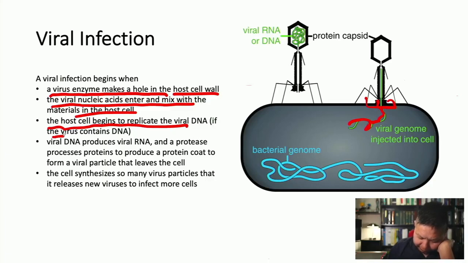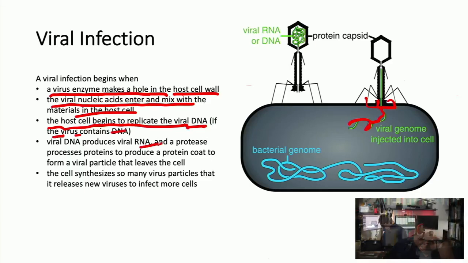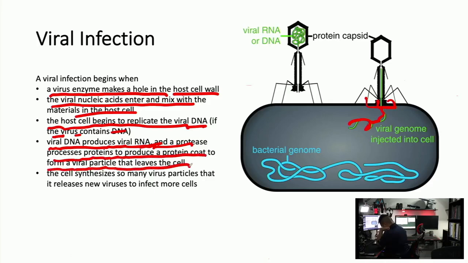The host cell begins to replicate viral DNA if it contains DNA. But if it's RNA, viral DNA produces viral RNA, and then a protease processes the proteins to produce a protein coat to form a viral particle that leaves the cell. The cell synthesizes so many virus particles that it releases new viruses to infect more cells.